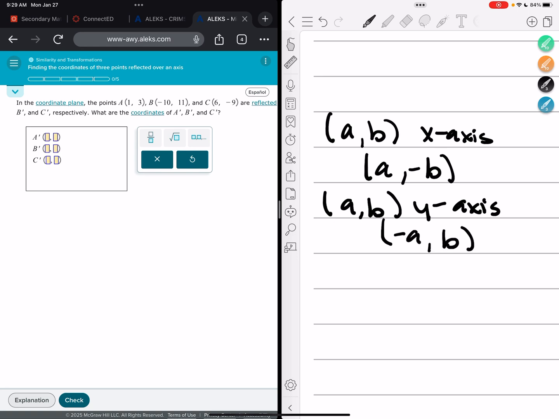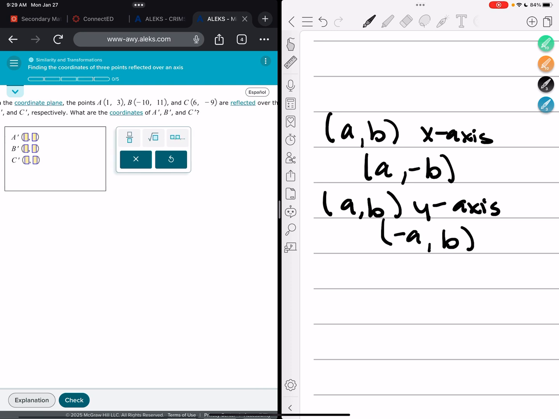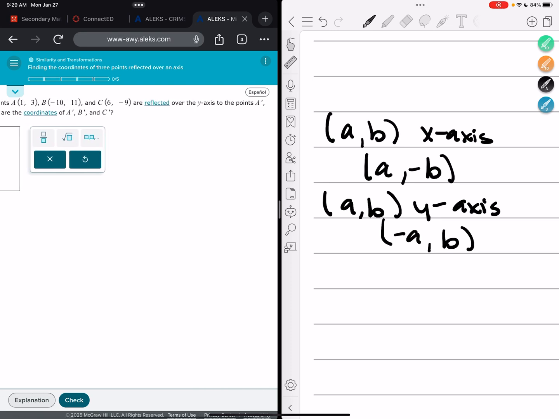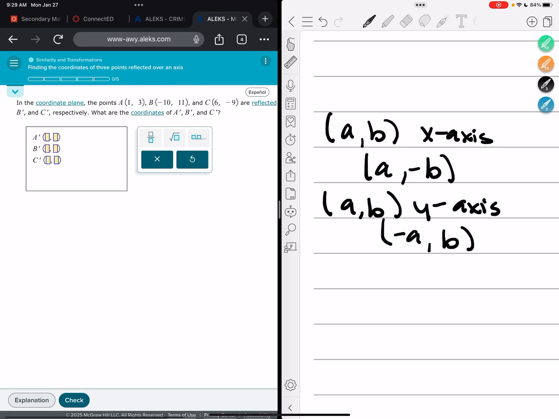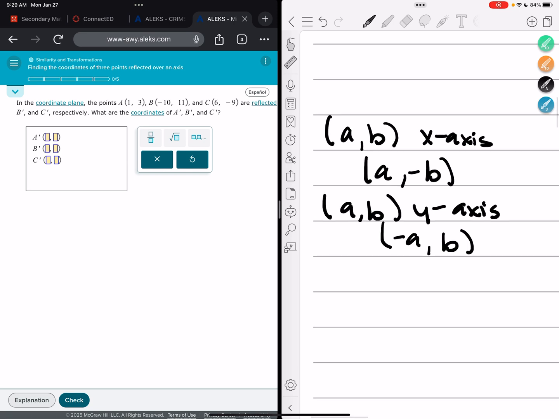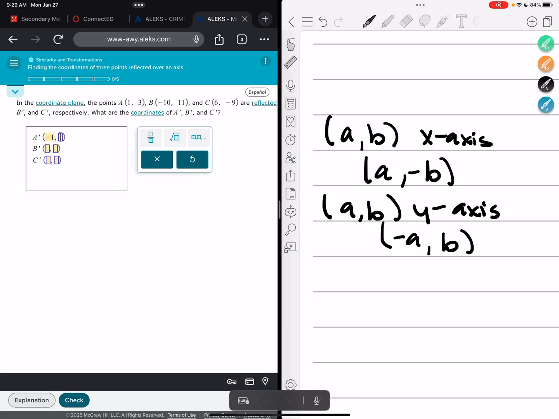So if we're looking at this, it tells us in the coordinate plane we are given the points and it's reflected over the y-axis. So it means our a value changes to its opposite and our b value stays the same. So A was (1, 3), meaning 1 becomes negative 1, 3 stays the same. B was (negative 10, 11), 10 becomes its opposite, 11 stays the same. C was (6, negative 9), 6 becomes its opposite, and negative 9 stays the same, which we can check.